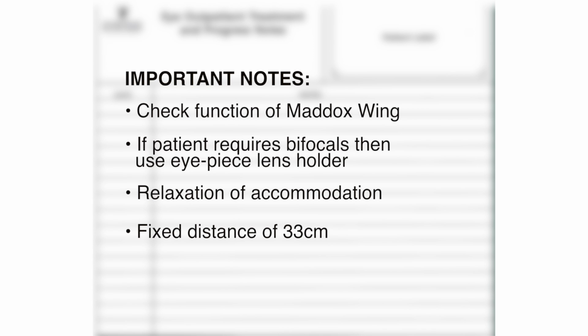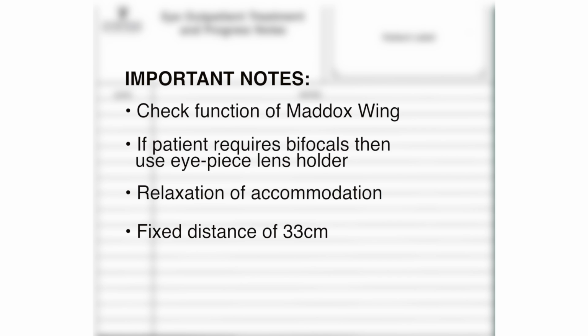Important notes to remember. The examiner should check the function of the Maddox Wing instrument before use. The septa are easily bent. Sometimes the septa may not cover their intended view. When this happens, one eye can see both the arrows and the numbers, which gives inaccurate results. If the patient is wearing bifocal glasses, it may be difficult for the patient to look through the eyepieces. If this occurs, then an appropriate lens can be placed into the eyepiece lens holder. The numbers and arrows should also be clearly seen.